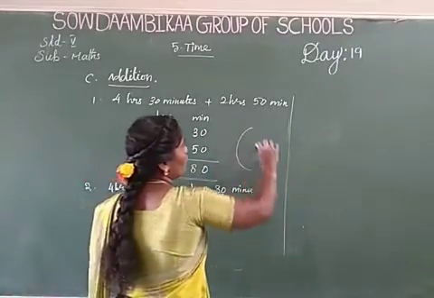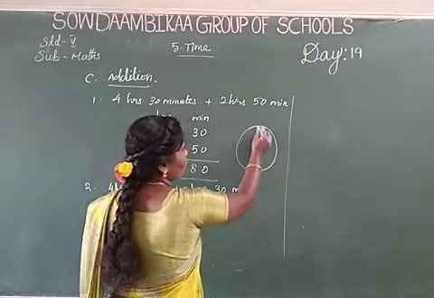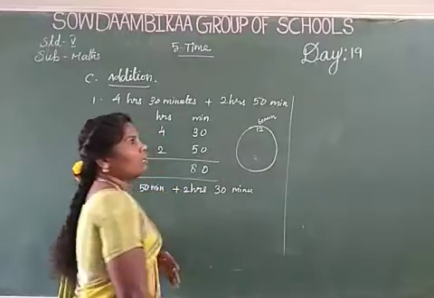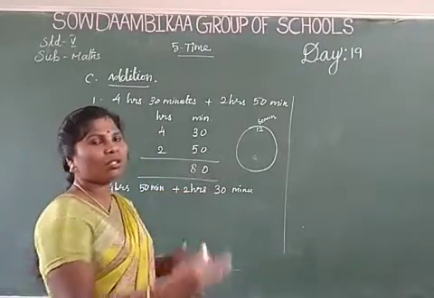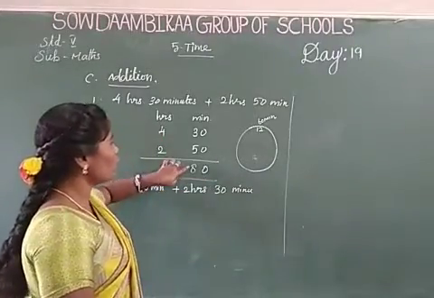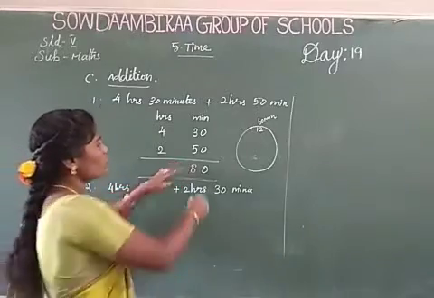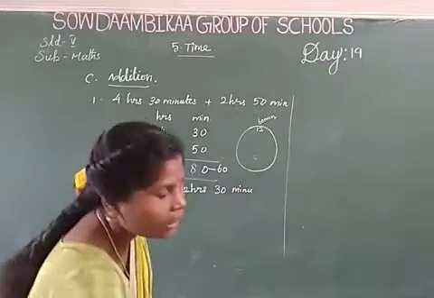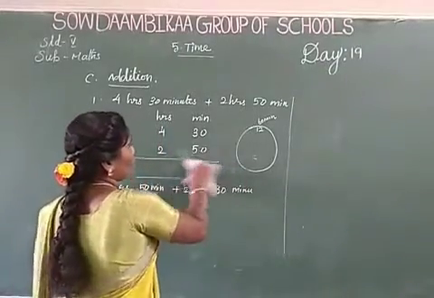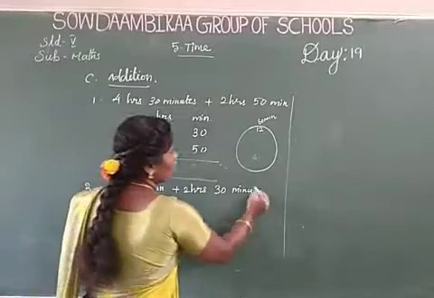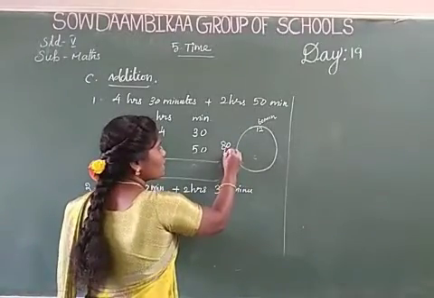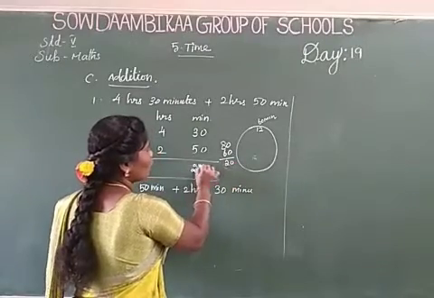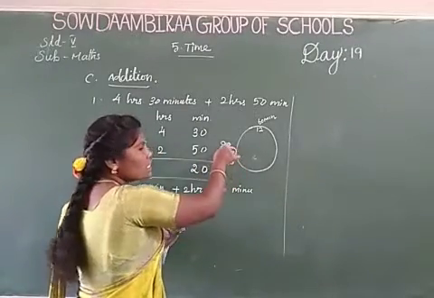The wall clock only has 60 minutes. It cannot go above 60, so 80 must come below 60. So minus 60: 80 minus 60, how much? 20. 50 plus 30 is 80, you subtract 60, 80 minus 60 is 20. So you write only 20. Where is the 60? The 60 minutes.